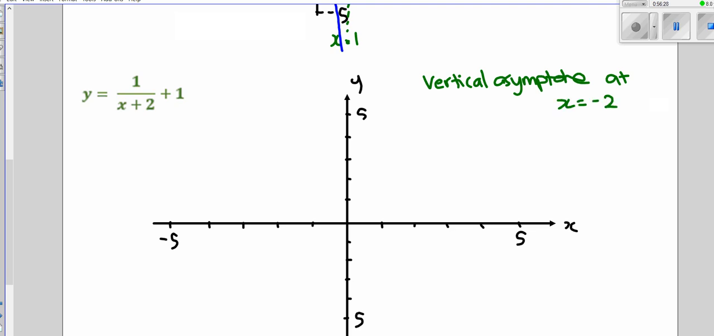And we have the horizontal asymptote. Because this part, in theory, will never equal 0, because you can plug in a million for x and you'll never get that fraction equaling 0. So therefore, 0 plus 1 is never possible. So horizontal asymptote at y equals +1. Let's do that. Y equals +1.